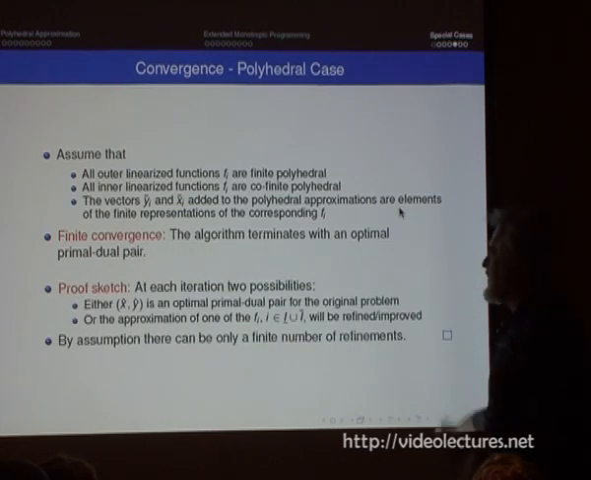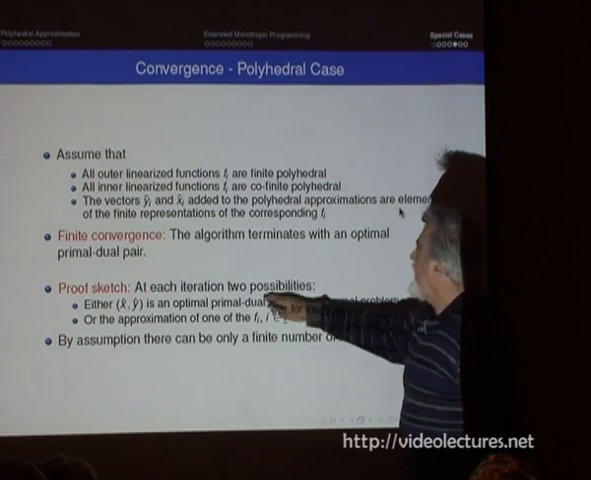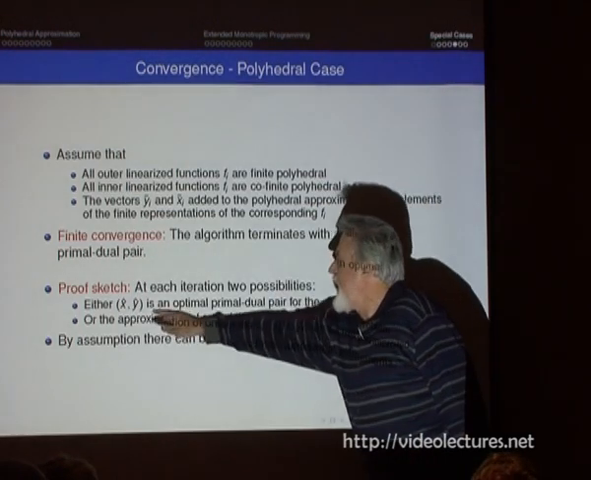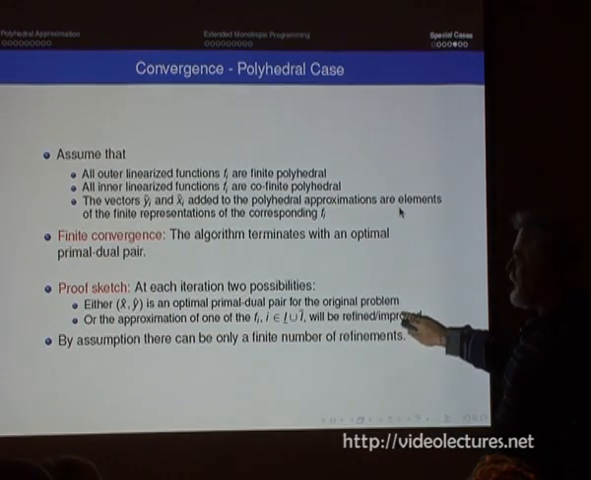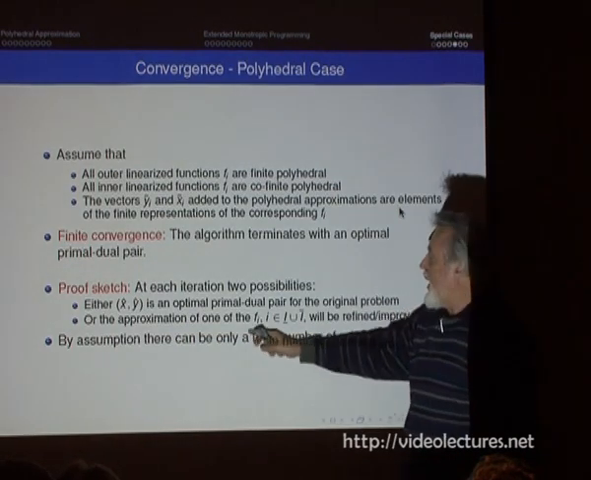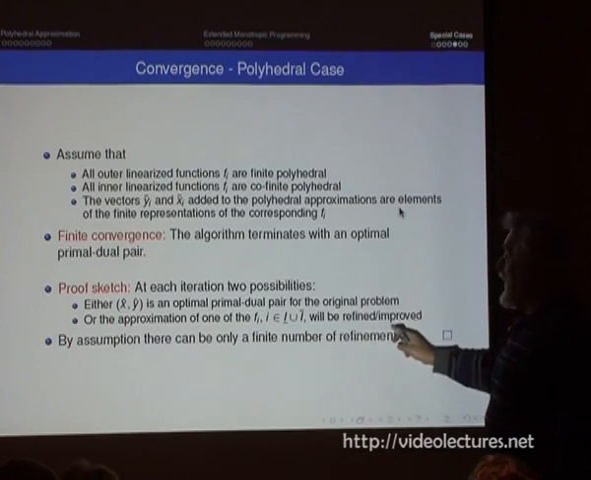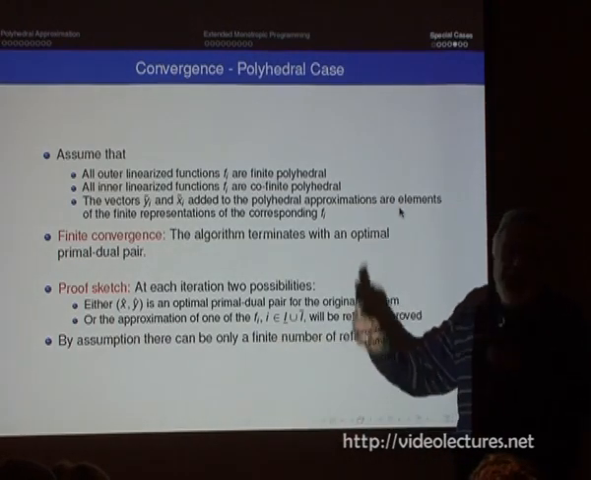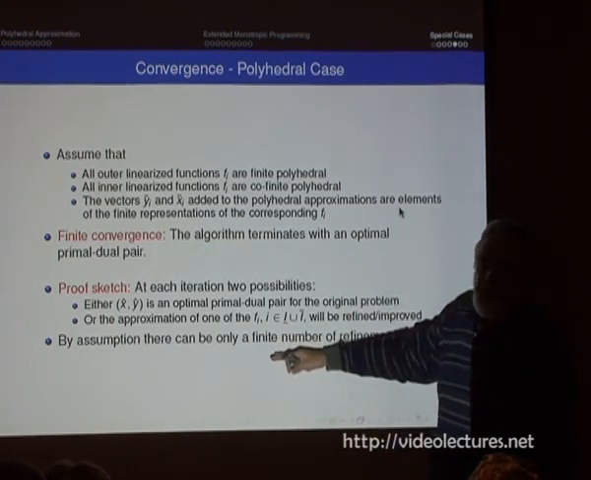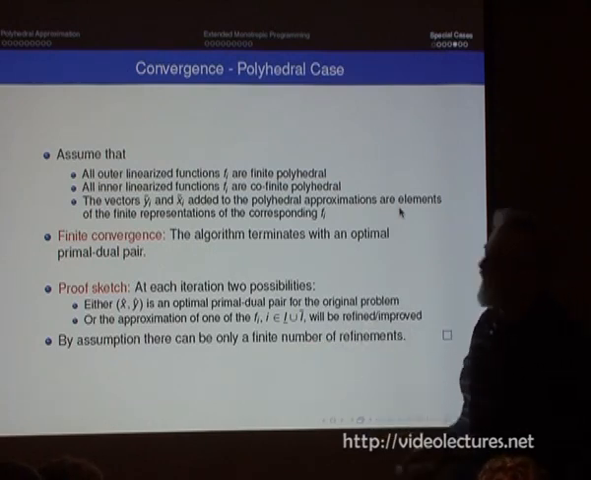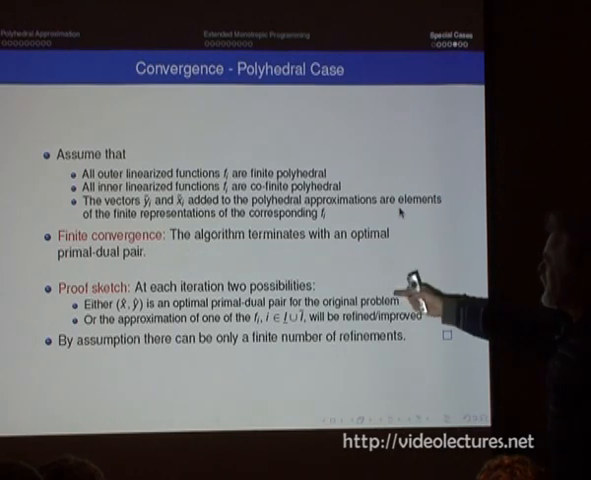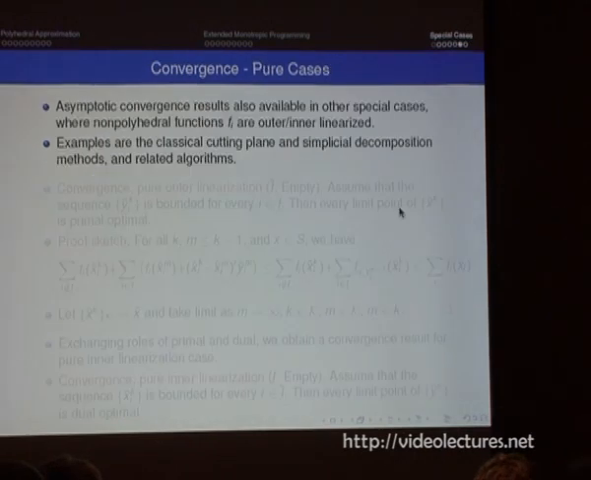And the proof is relatively simple. At every iteration, there are two possibilities. Either the current solution of the approximating problem is an optimal primal dual pair of the original, or otherwise, one of the approximations is going to be strictly refined. But there can only be a finite number of refinements. Therefore, you're going to terminate in a finite number of steps. So once you establish this fact, then it's immediate.